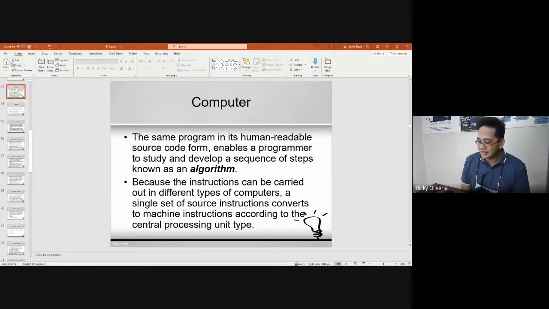Okay? The same program in its human readable source code form enables a programmer to study and develop sequence of steps known as algorithm. So, early on pa lang, meron naman ng algorithm. Kasi yun nga yung nilalagay nila in a computer, no? So yun talaga yung instruction nila. Okay?